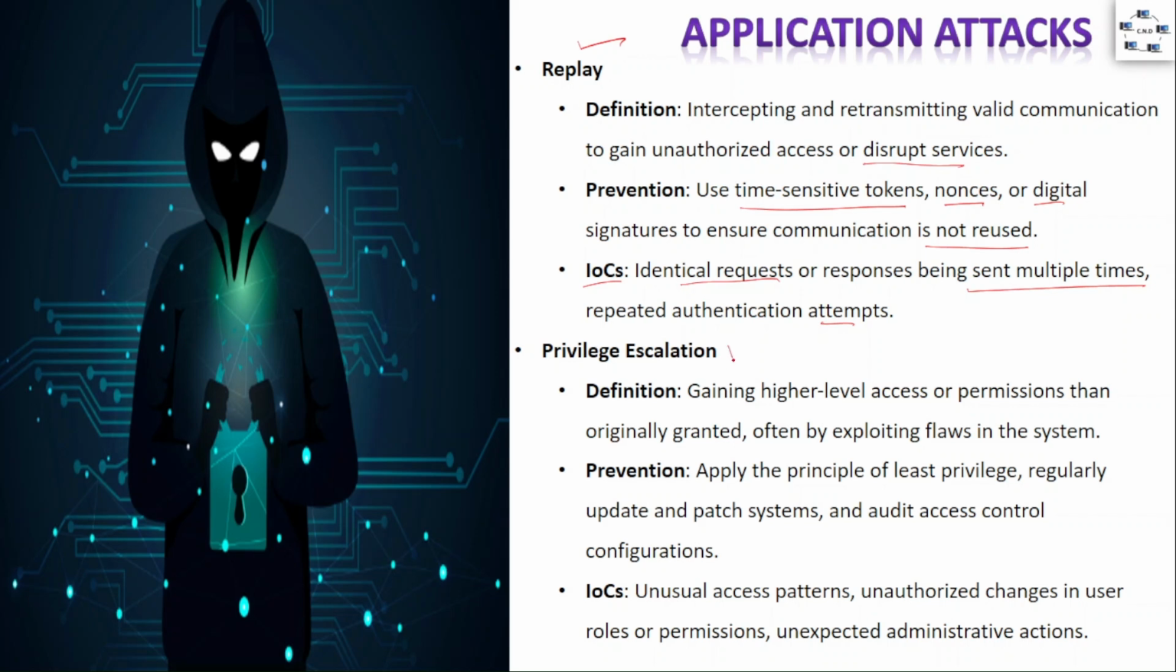Another attack is privilege escalation, which is gaining higher level access or permissions than originally granted, often by exploiting flaws in the system. Prevention include applying the principle of least privilege, regularly updating and patching system, and audit access control configuration. Indicators of compromise include unusual access patterns, unauthorized changes in user roles or permissions, or unexpected administrative actions.